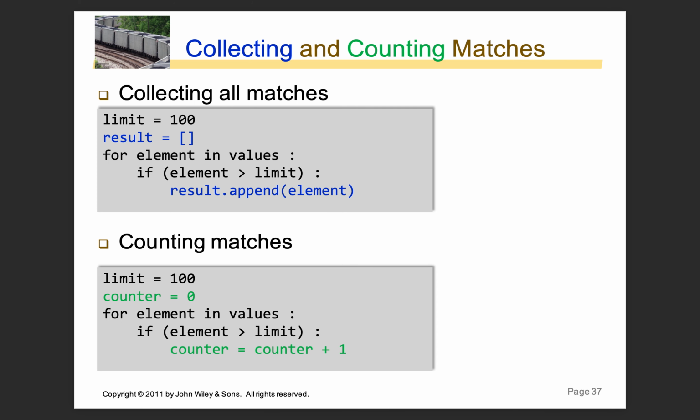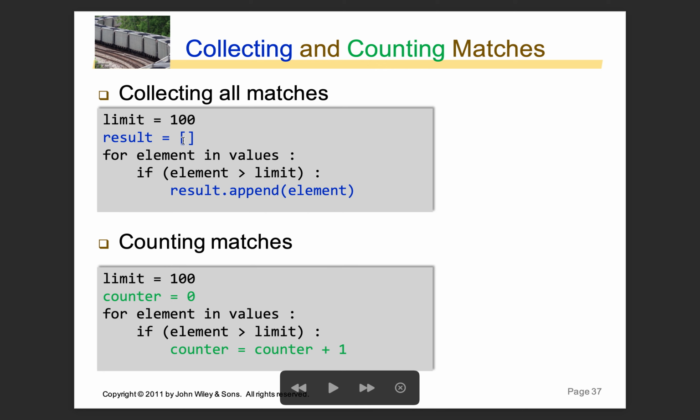Let's say you have a list and you're collecting matches from a list. So for element in values, if element is greater than limit, result.append(element). So let's say we're trying to collect all of the incidences of people scoring 100 or more on, let's say, an IQ test. We run through our list of IQ tests. If the IQ test score is greater than 100, append that to our new result list.